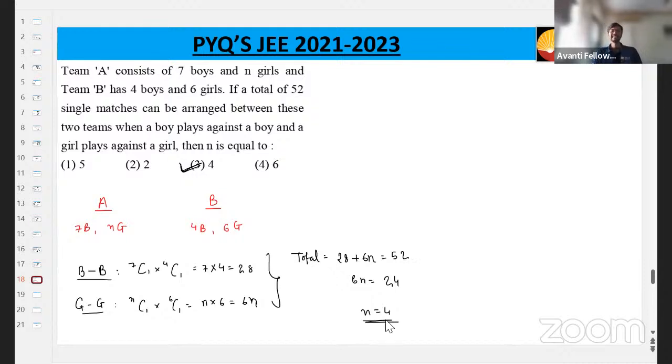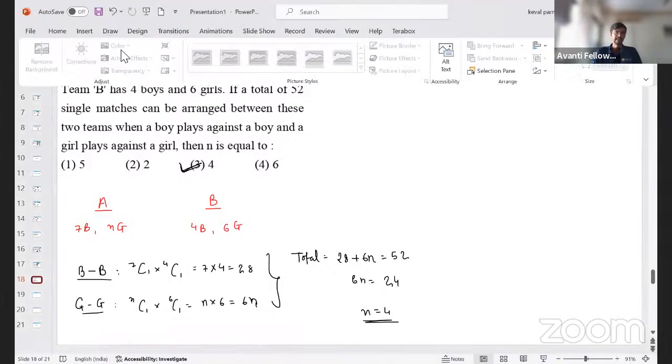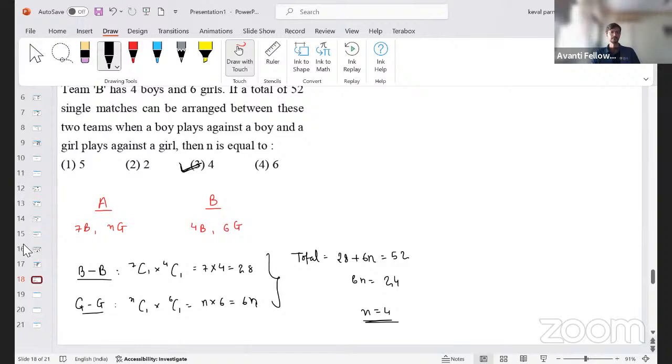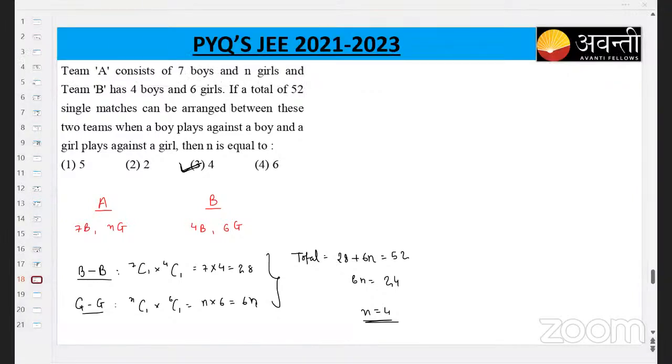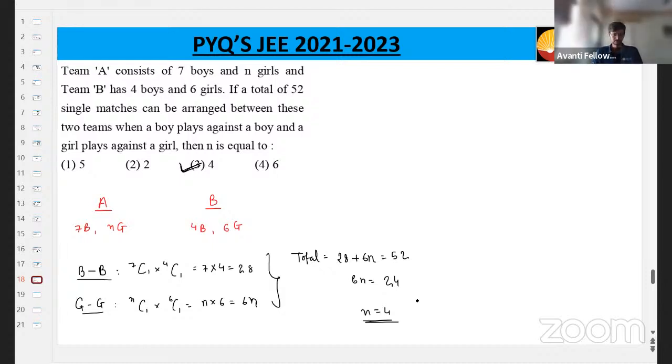Okay, never mind. So what value of n did we get? 4, right? We got n as 4. Let's see the next question.